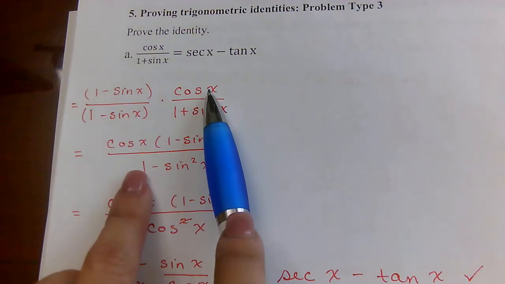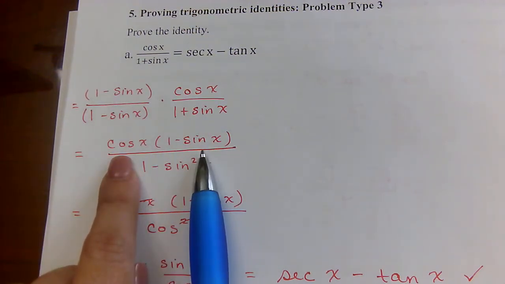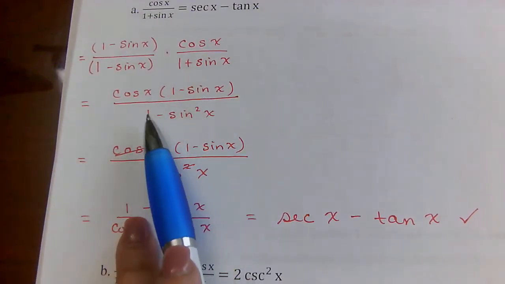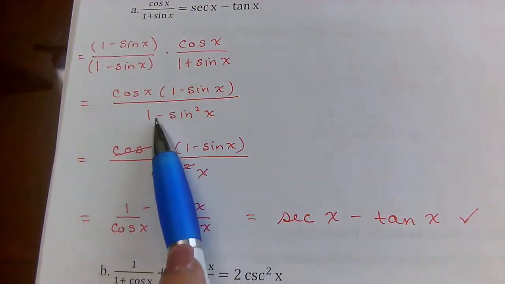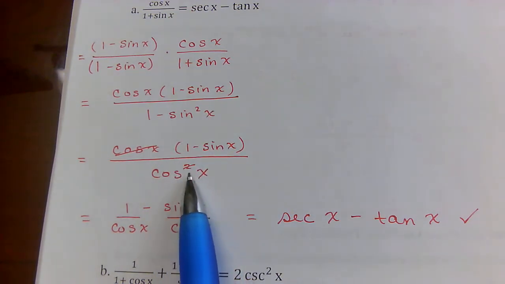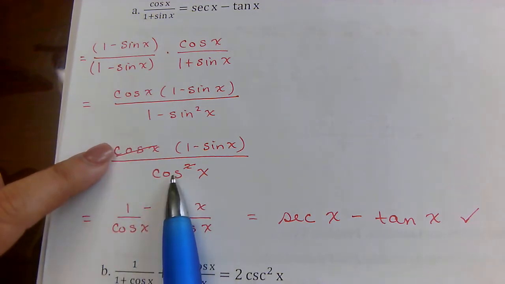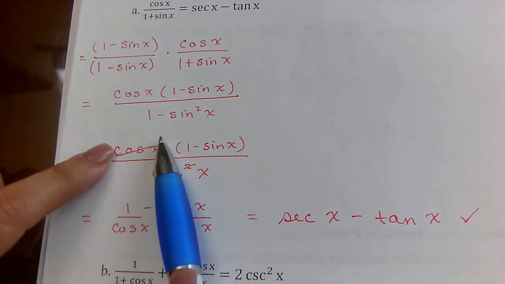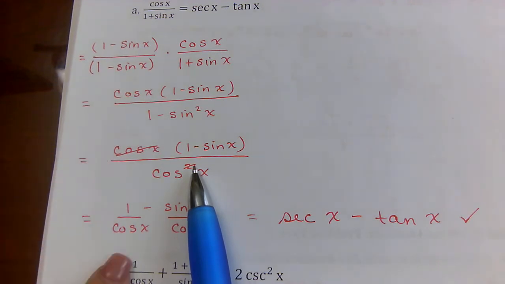In the numerator, I just rewrote the terms. I put cosine first and then 1 minus sine x second. In the denominator, I went ahead and used the Pythagorean identity and said that this entire thing is the same thing as cosine squared. Notice I have 1 cosine at the top and 2 at the bottom, so I'm able to eliminate the 1 in the numerator with one of them in the denominator.